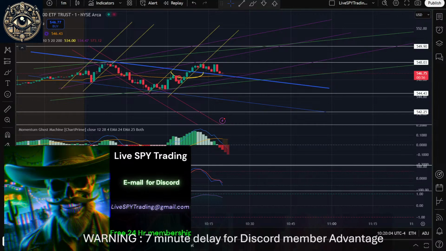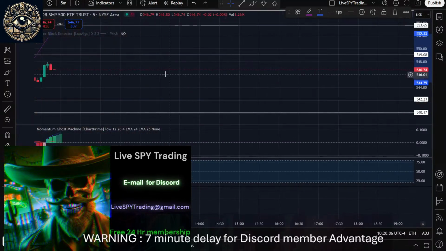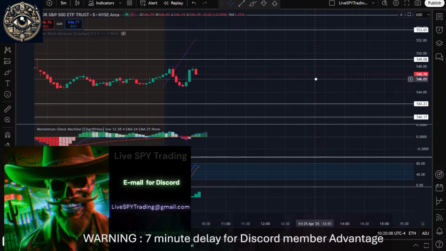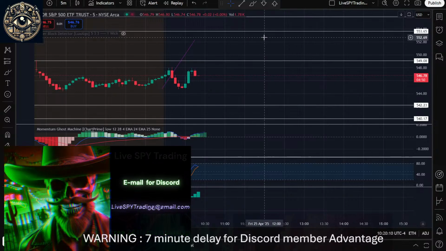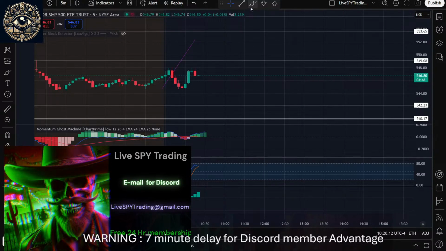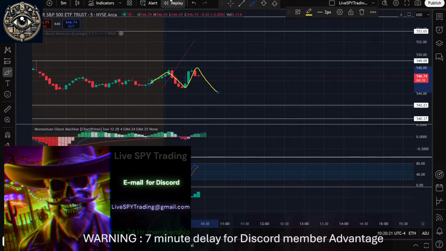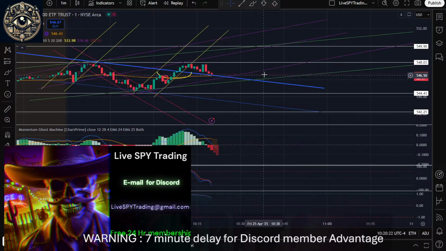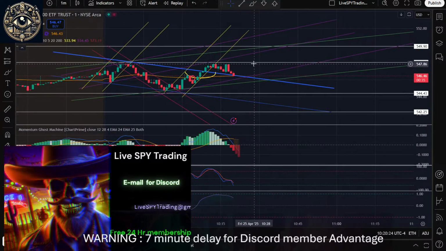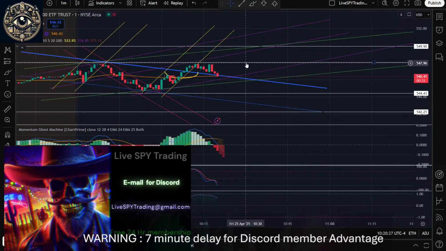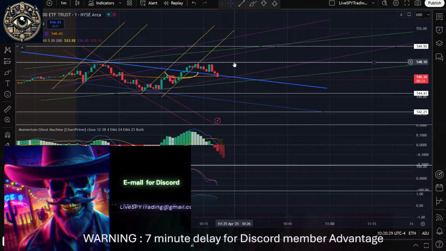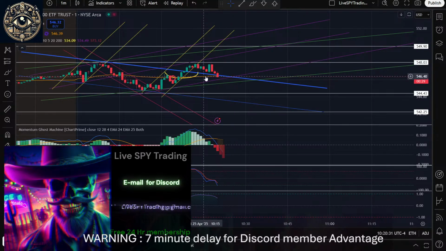Let's check the higher time frames. Okay. So we might be seeing like a double top. Back inside blue with some strength. Broke VWAP.